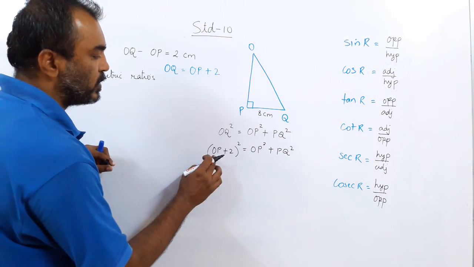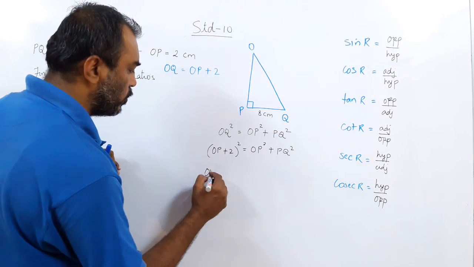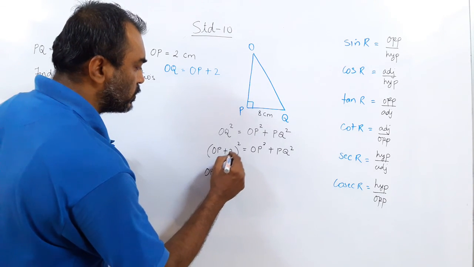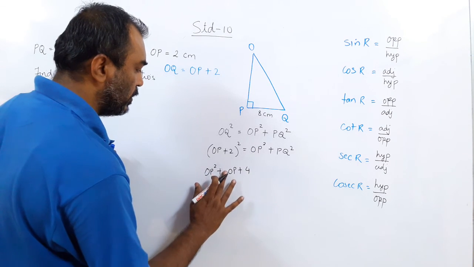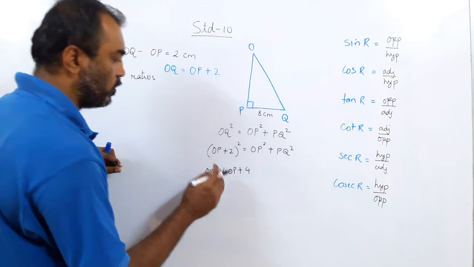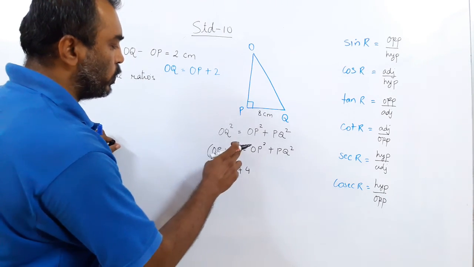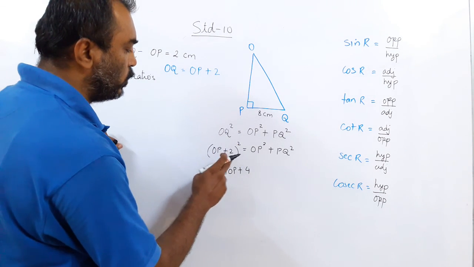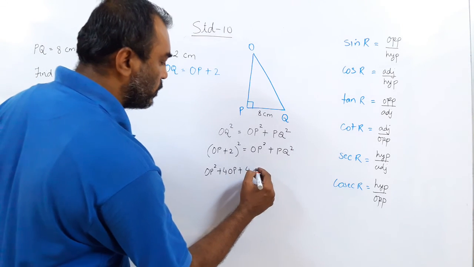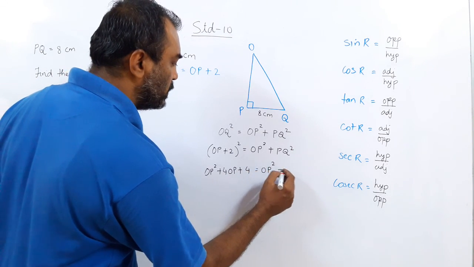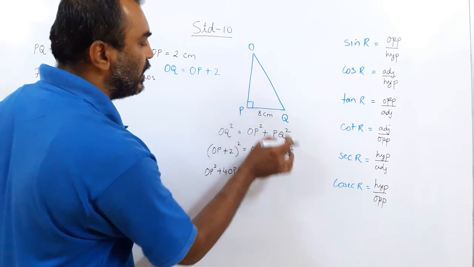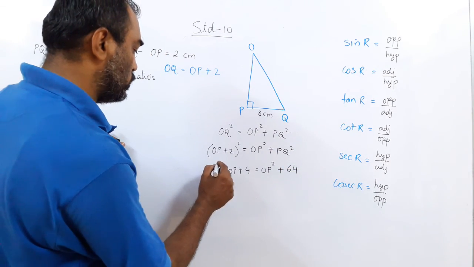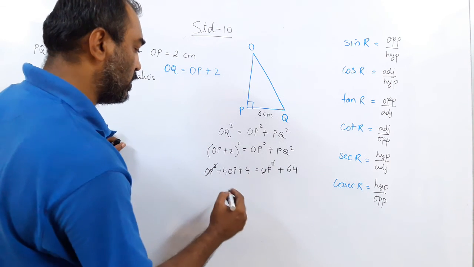Now let me expand. What is A plus B the whole square? OP square plus 2OP plus 2 square, which is 4. Sorry, I should write a 4 here. Why 4? OP plus 2. So OP square, then 2AB: 2 into 2 into OP is 4OP, plus 4, equals OP square, and PQ is given as 8. So what is 8 square? 64.